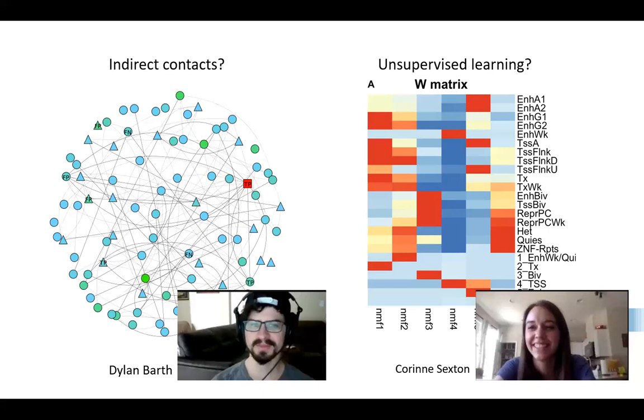And Corinne is looking at how we can cluster the variables that we put into the machine before we put them in, so that the machine has an easier learning to do. So that's called unsupervised learning, and she's looking at that aspect of the project.